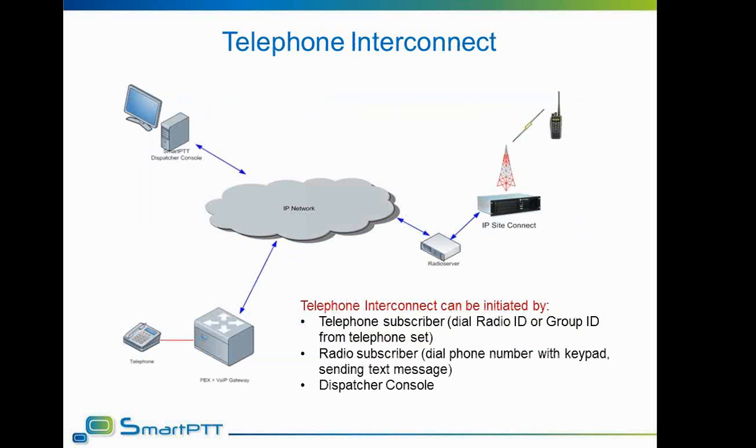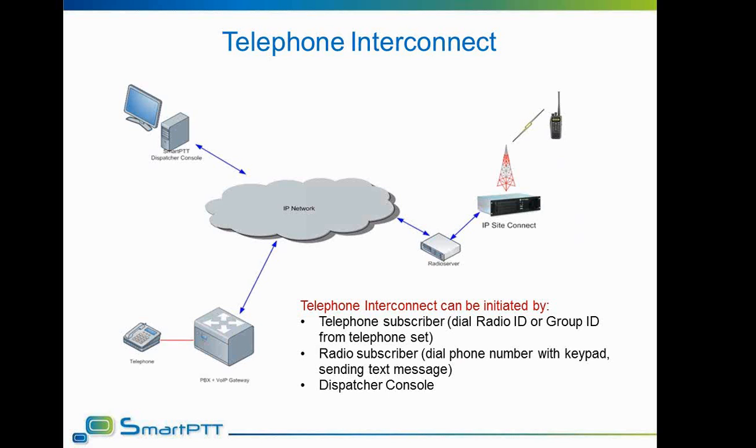SmartPTT gives flexible settings for telephone interconnection and allows a radio subscriber to call phone subscribers directly from the radio network and vice versa. Phone subscribers can perform private calls or group calls into the radio network. A dispatcher can also organize conference calls when a number of phone subscribers are speaking simultaneously, also with radio subscribers and dispatchers.